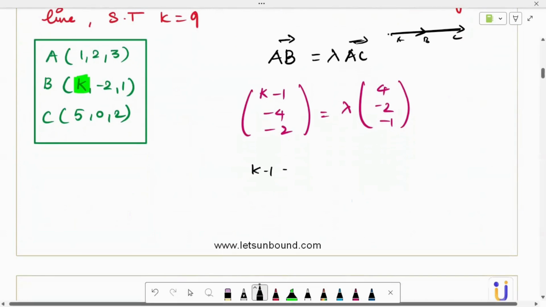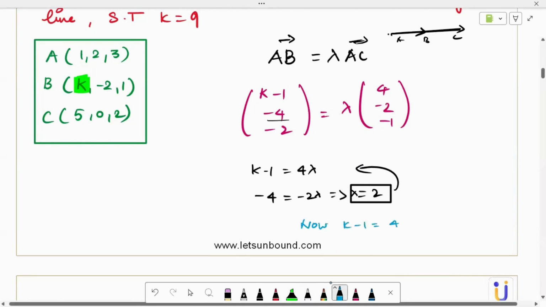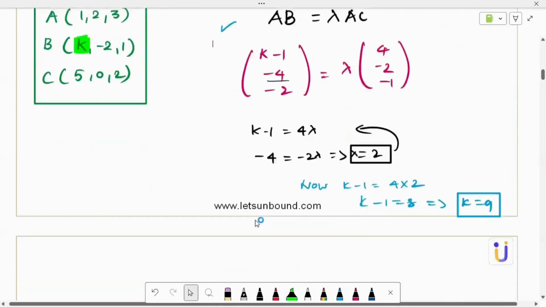K minus 1 equals 4 lambda. Okay, two unknowns, I can't do anything. Let's go for the next. Minus 4 equals minus 2 lambda. So they are equal vectors. So minus 4 and minus 2 lambda are equal. So this will give us lambda is equal to 2. And when you substitute lambda equal to 2 here, you will get K minus 1 equal to 4 times 2. K minus 1 is 8. K is 9. So if the points are on a straight line, this condition holds and we can derive that K is 9. Hence it is proved. That's simple. And next part.